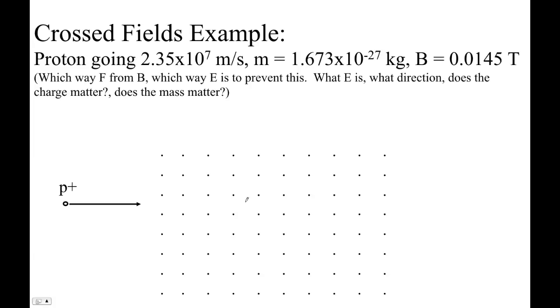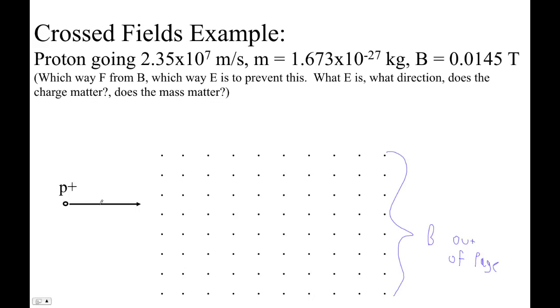Let's talk a little bit about crossed fields. In this case, we've got a crossed electric field and a magnetic field. So here we've got a magnetic field that is out of the page, right? Remember, those little dots mean the tips of arrows. So the arrows are coming straight at us, right?